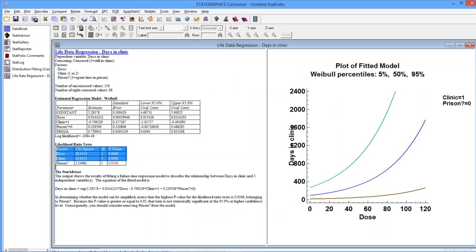Down here you see the likelihood ratio tests. Dose was highly significant. The clinic they went to was also highly significant. Whether or not they'd gone to prison is marginal. It has a p-value of about 0.06. Okay. Here is, incidentally, the mathematical model that was fit. It's what's called a log-linear model. If you take the log of days, it's linearly related to the X variables. And you can see down here that it has defined indicator variables for both the clinic and the prison.